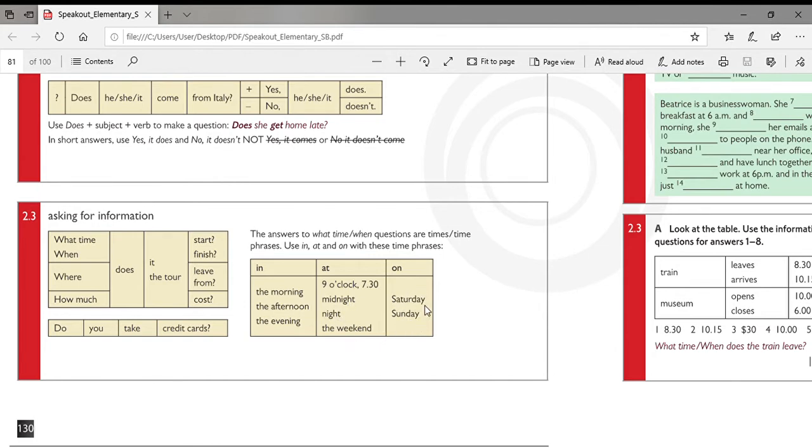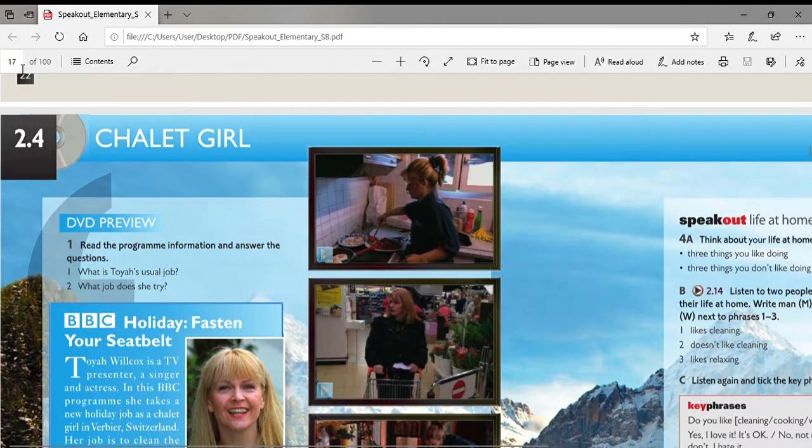And when we mention a day, or we have the word day, we use on. For example, on Saturday, on Sunday. Let's go back to our page.